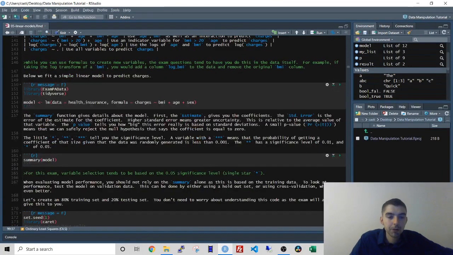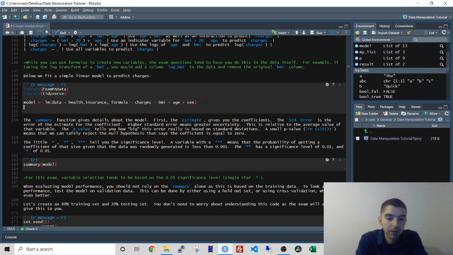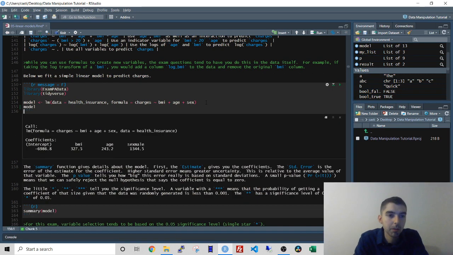So let's fit our first model. Let's use the health insurance data set. And let's say that we want charges to be the response, and we want to predict charges using the BMI, the age, and the sex variables. We press run here, and now I want to type in model to look at my model. And this gives me coefficients: the intercept, the coefficient on BMI, age, and sex male.